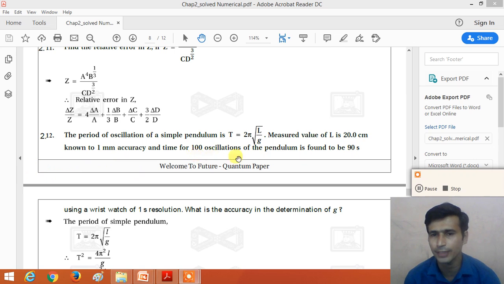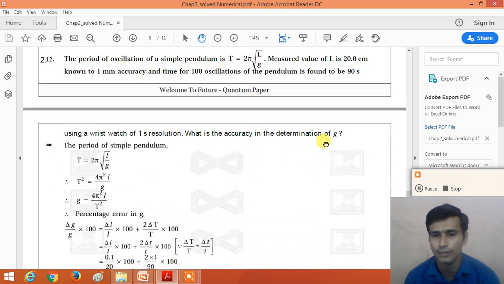We need to find the periodic time of the simple pendulum. Delta T is equal to 90 divided by 100, right? For the 100 oscillations, the time is 90 seconds. So for one oscillation, the time is 90 divided by 100, right? And the error in delta T is a 1 second resolution. What will be the accuracy in the determination of g?